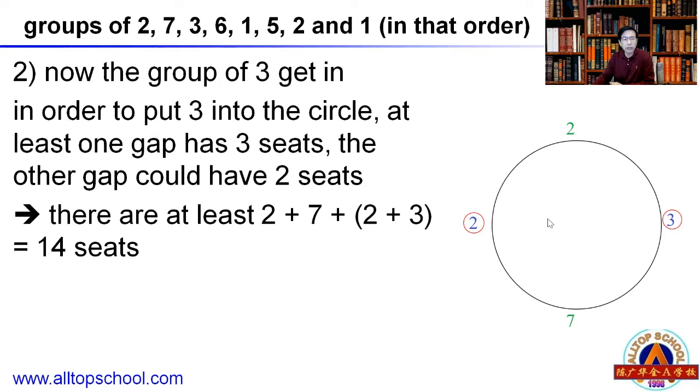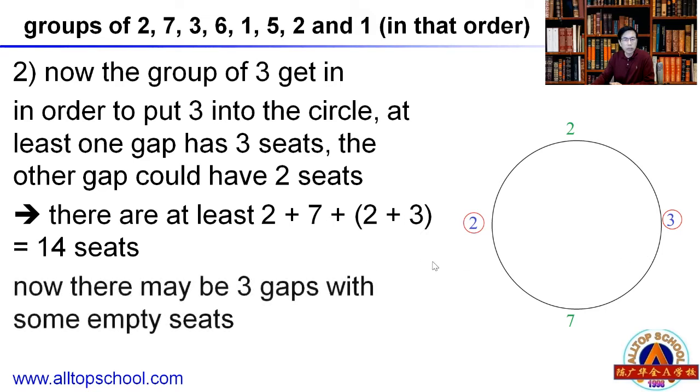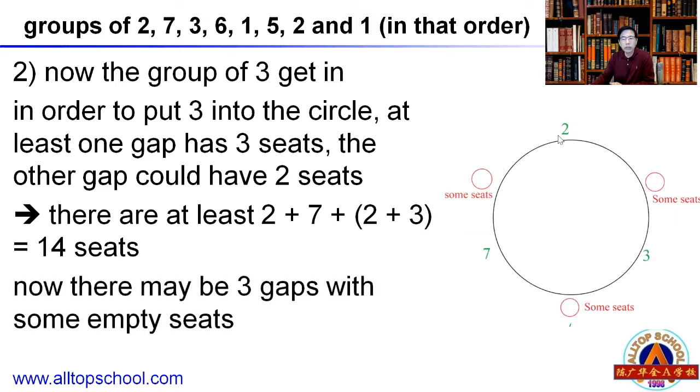So now let's take a look at the next one, which will be 6 people. Now, 3 people are sitting here. So that means we have 3 groups of people already sitting, which leaves 3 gaps. You see, the group of 2, group of 7, group of 3. So there will be 3 gaps of some empty seats available in order for us to seat the next group of people.